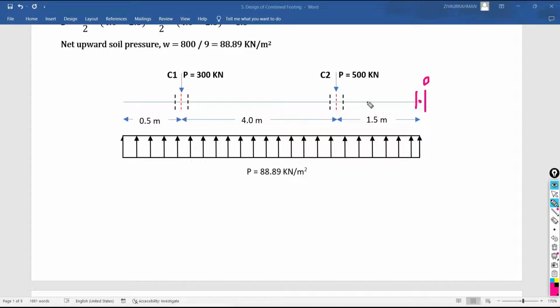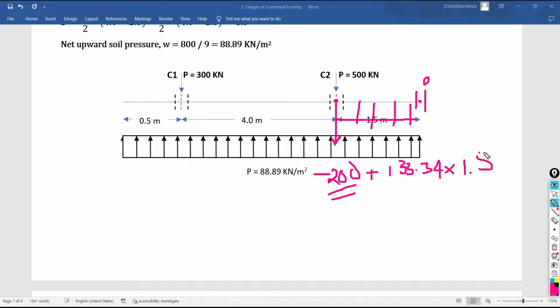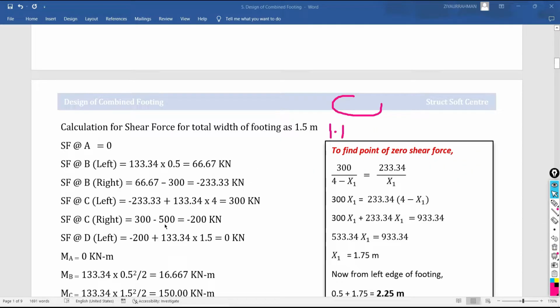When you come to the left hand section, we already have the resultant value here, downward 200 kilonewton for this C point, but you have to add to this value the upward soil pressure in kilonewton per running meter, 133.34 kilonewton multiplied by this much span. So it is going to become 1.5. With this calculation we get the resultant value as 0 kilonewton. So at D point 0 shear force, at A point 0 shear force. In between we have different values of the shear force.